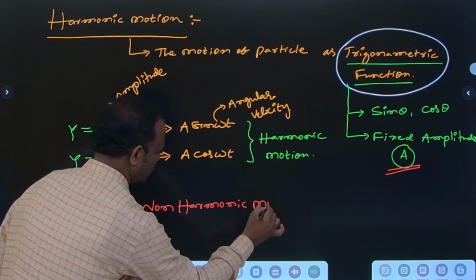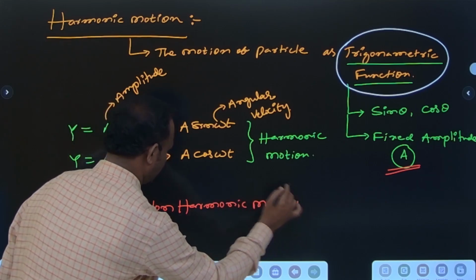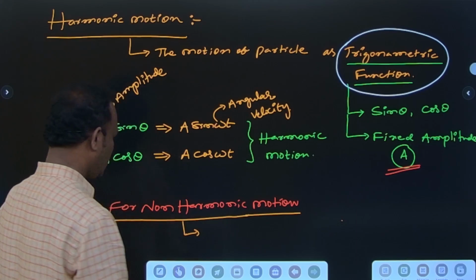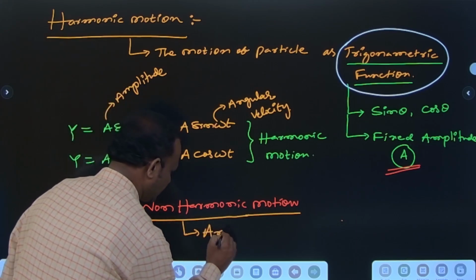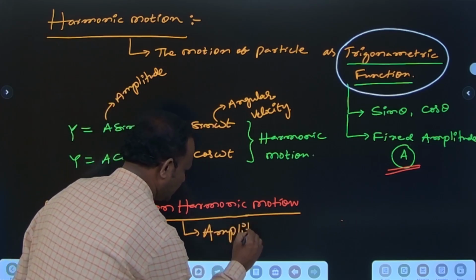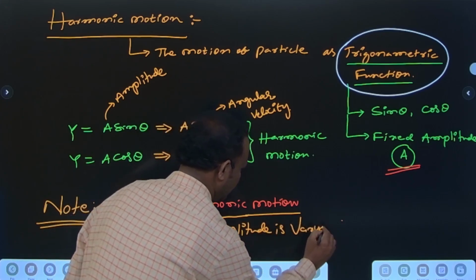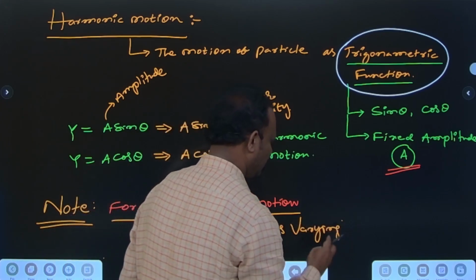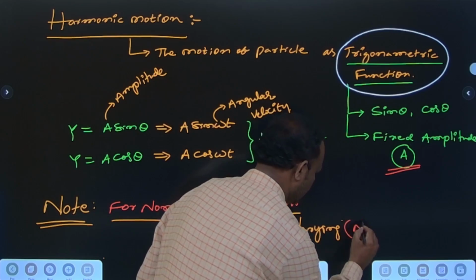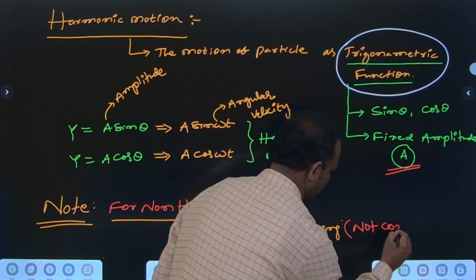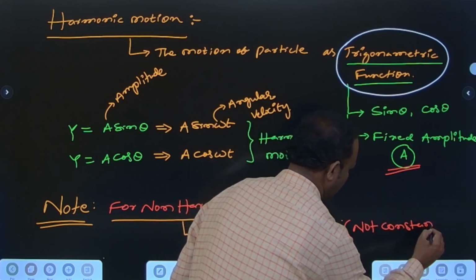Non-harmonic motion. Now, for non-harmonic motion, amplitude is varying. Varying, it means what? It's not constant.